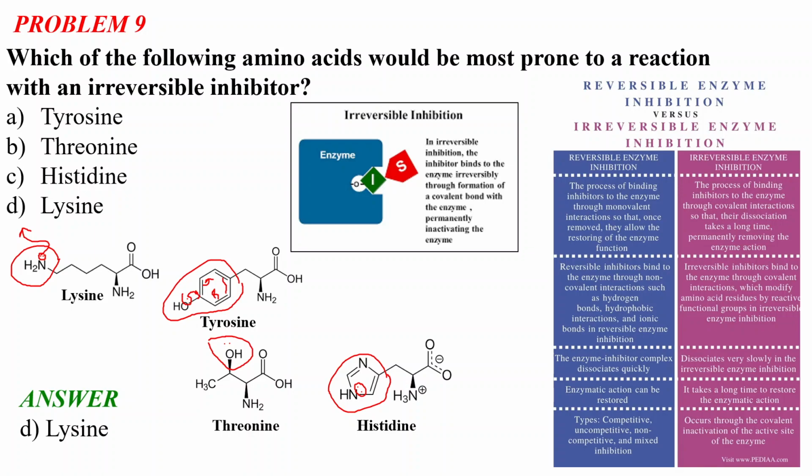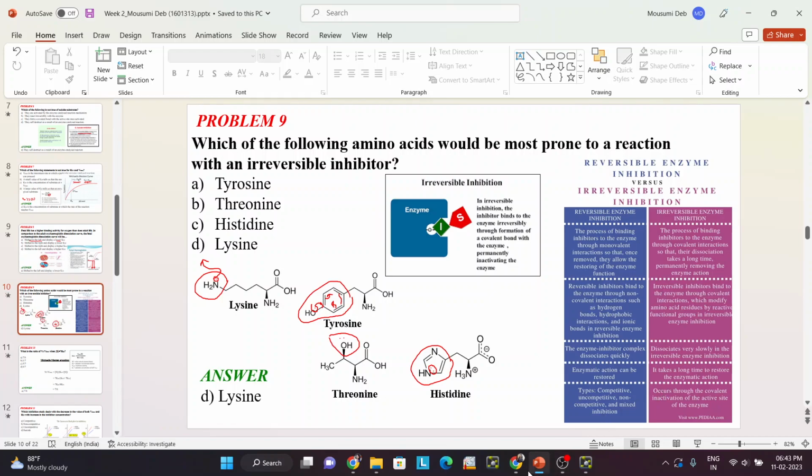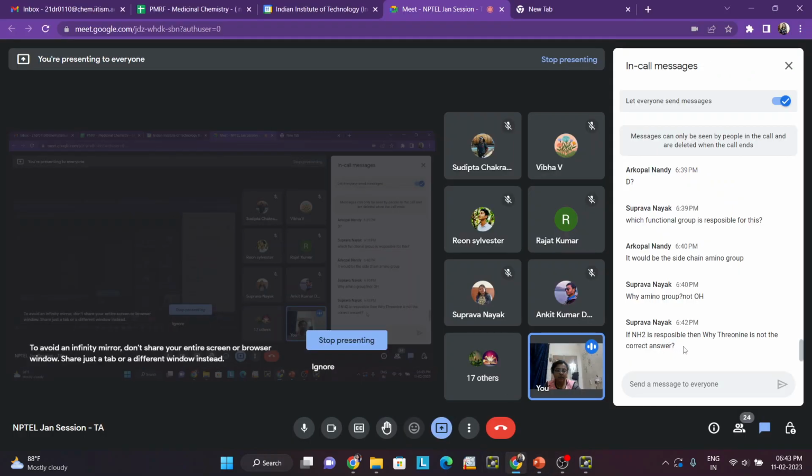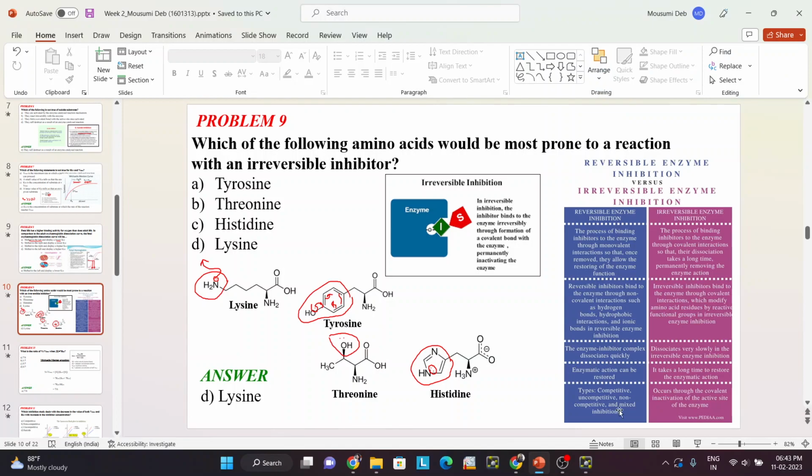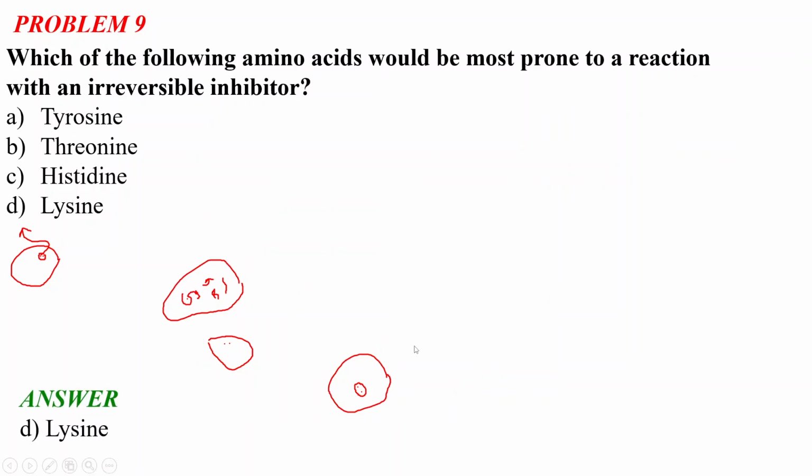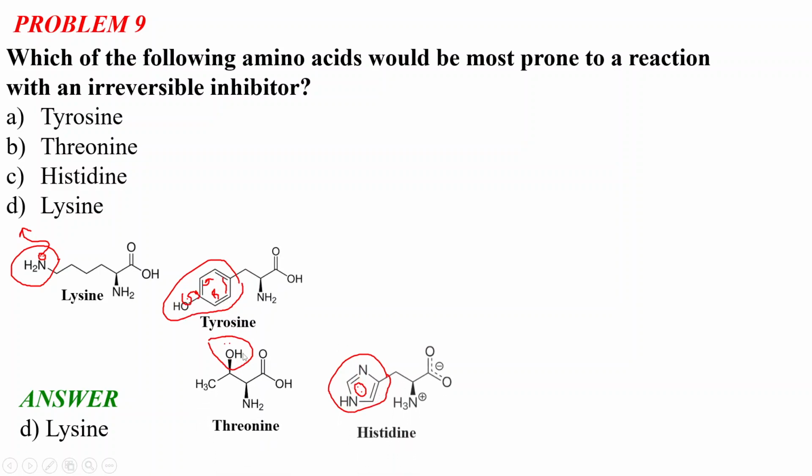Okay. So, now I think there were some queries about which functional groups will act as irreversible inhibitors. I think this is the answer. Someone asks: if the NH2 is responsible, then why is threonine not the correct answer? Yeah, threonine will not be the correct answer because, as I said, this alcoholic oxygen is not so prone to form a covalent interaction. This oxygen is more electronegative than nitrogen, and if it forms a covalent bond, the hydrogen will have to be released.